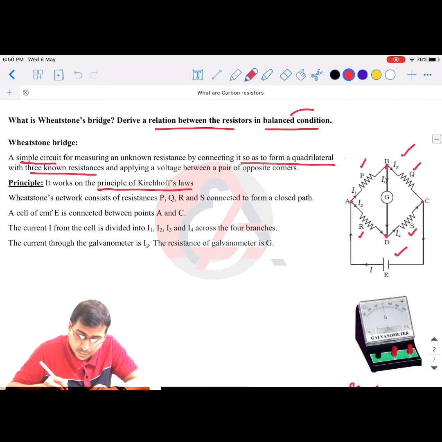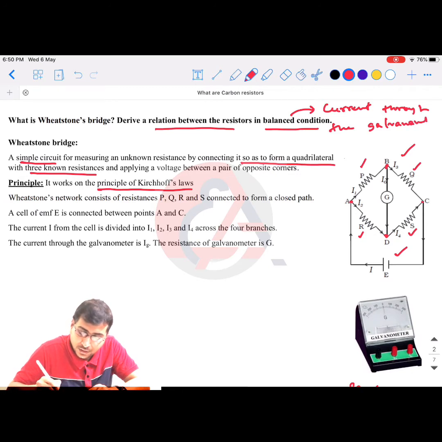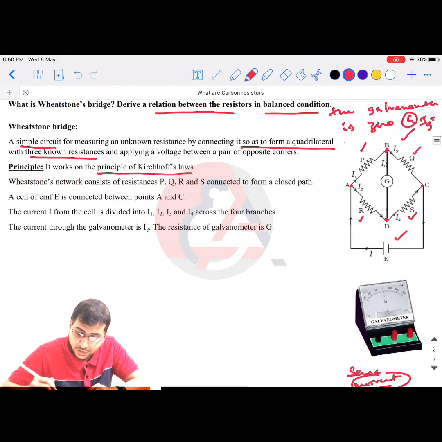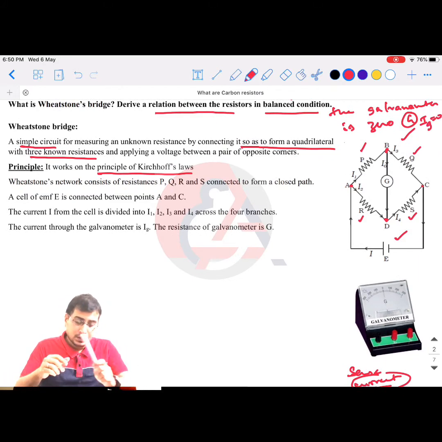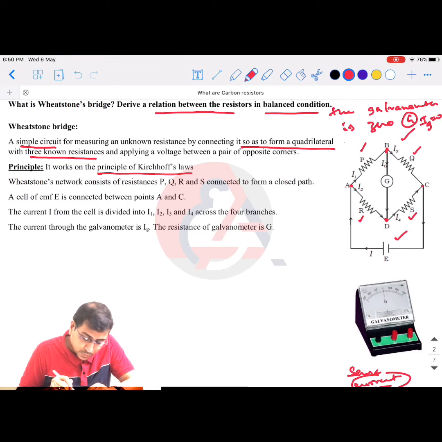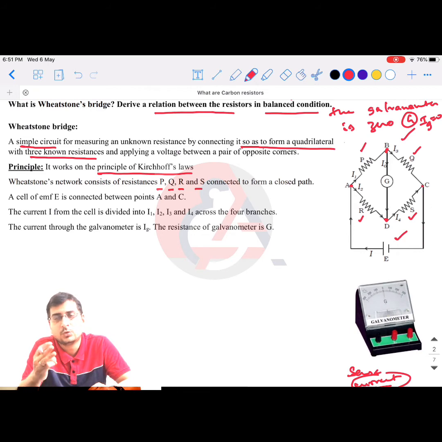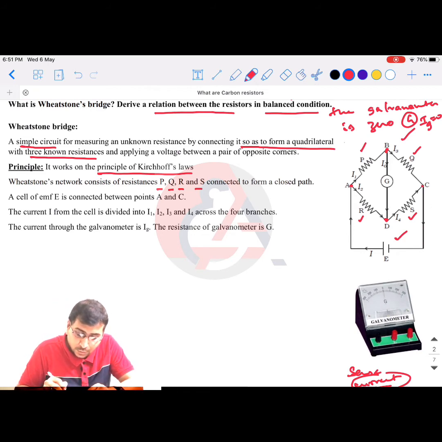Balanced condition means if you are able to maintain the current through the galvanometer at 0, then we say that the Wheatstone bridge is in the balanced condition. That is, the value of Ig should be equal to 0. Now if you observe, Wheatstone's network consists of resistances P, Q, R and S, out of which one of the resistances will be unknown and 3 will be known. They are connected to form a closed path like the one which is shown here.